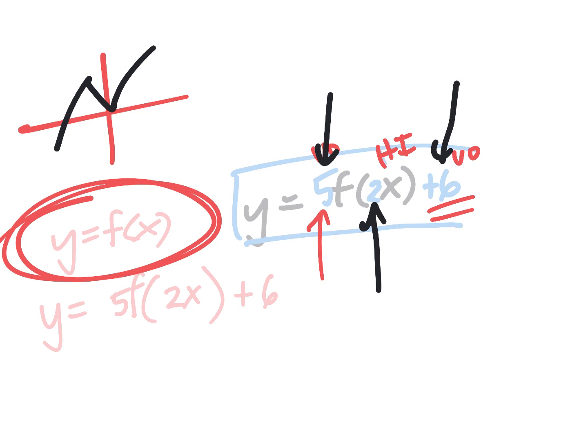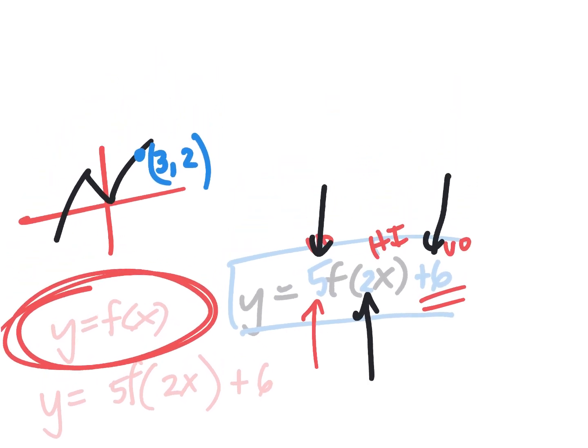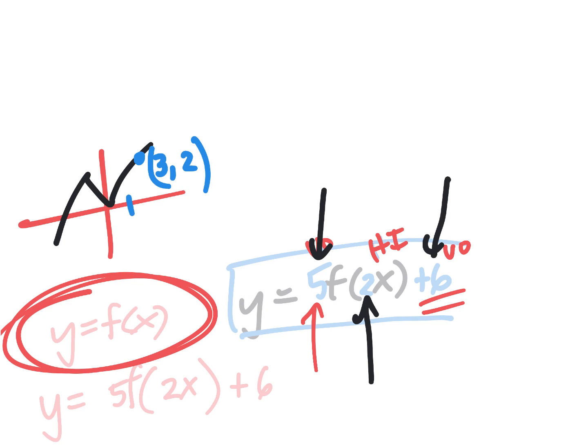All right. So would you agree that I could say from looking at this graph, this looks to me like (3, 2) is on my original function. If (3, 2) is on my original function, you just have to trust me on that one. Well, then there must be some new point that's on the stretched function. And it's not going to be at (3, 2) anymore.